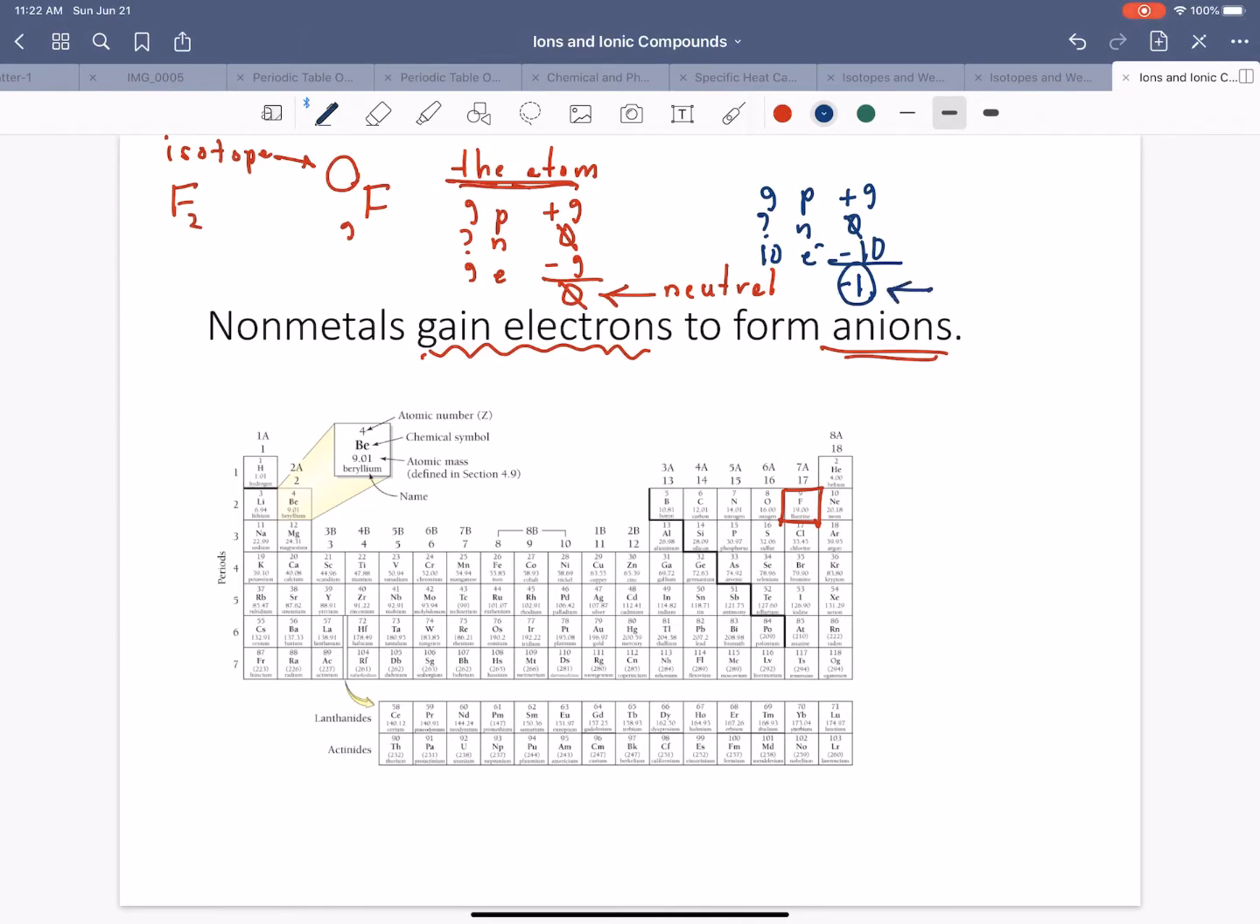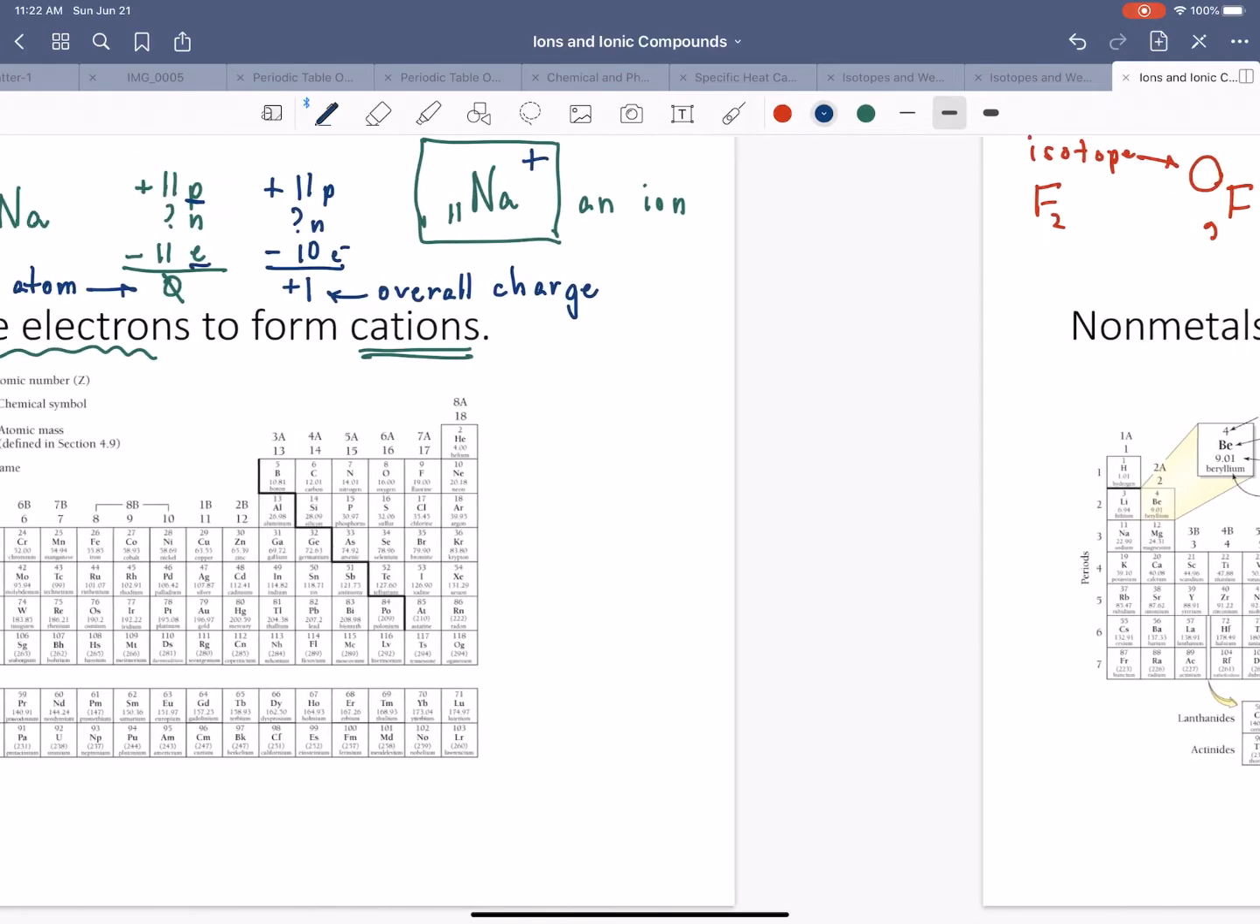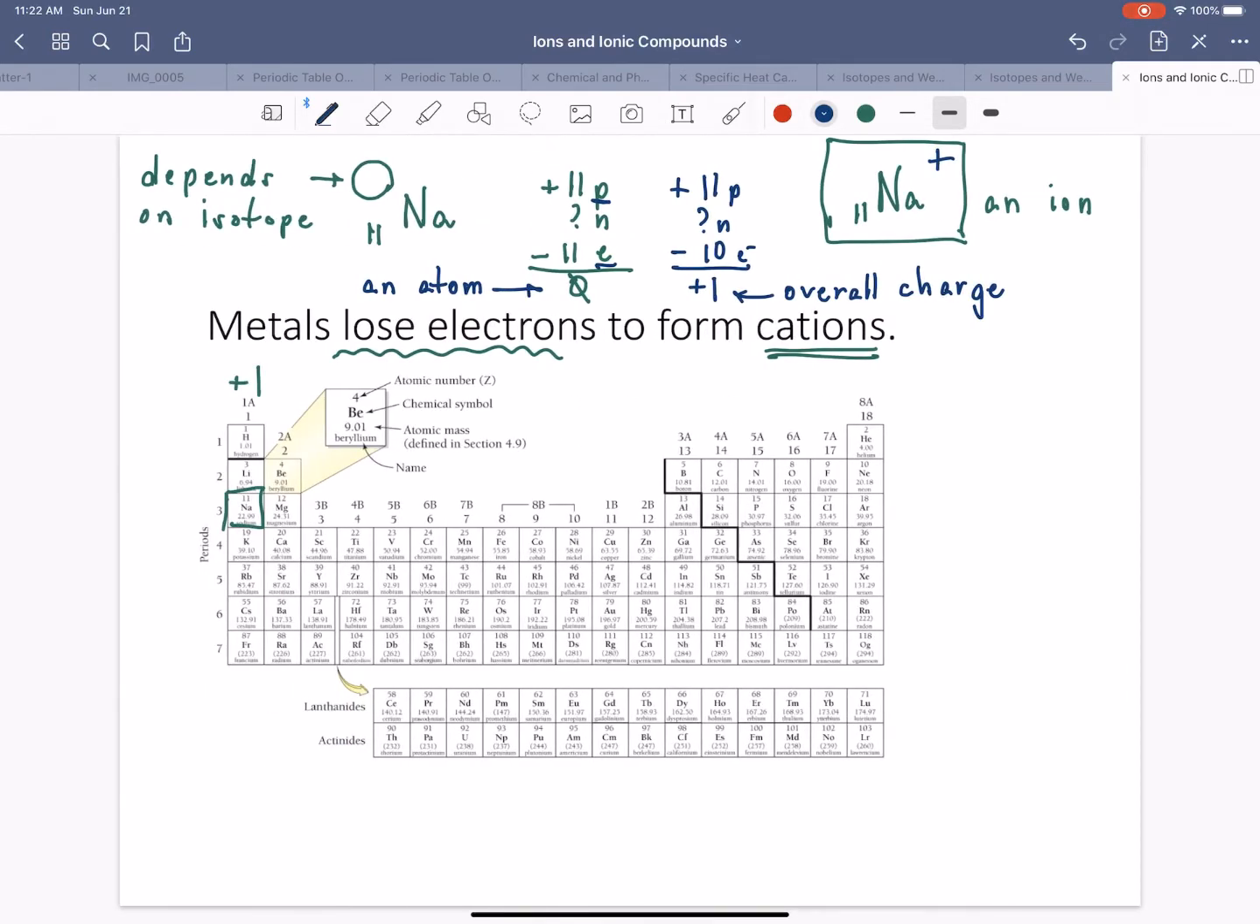When fluorine becomes fluoride, the ion, it always has a -1 charge. 9 protons, some neutrons, a -1 charge. This is the ion. When sodium becomes sodium ion, we call it sodium ion. So the name really hasn't changed much. We add the word ion.